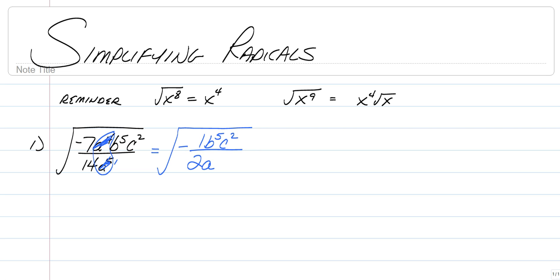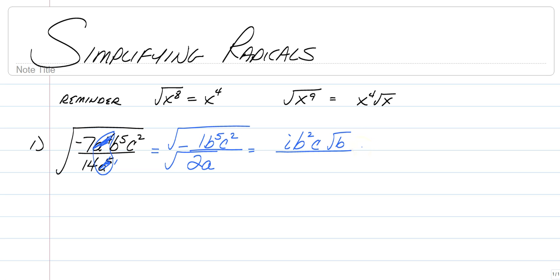Now, one thing I've mentioned many times is a lot of times it's a lot easier to split a big fraction radical into a radical for the top and a radical for the bottom, or your numerator and denominator. So the first thing I'm going to do for the top is take the square root of a negative 1, which I know is i. I know that the square root of b to the 5th power is going to be b squared with an extra b left over, and the square root of c squared is just c. So I'm done simplifying the top.